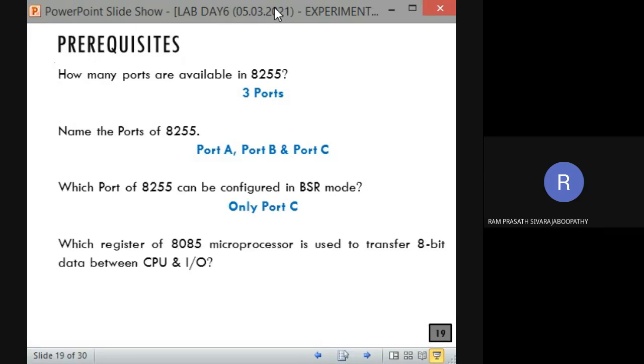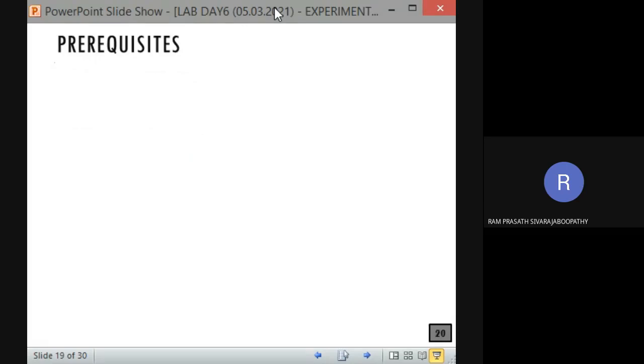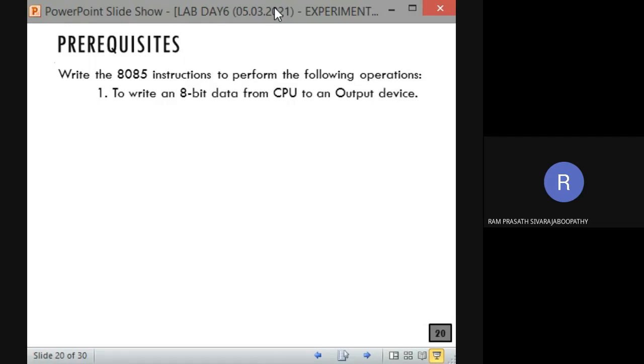Which register of 8085 microprocessor is used to transfer 8-bit data between CPU and IO? எந்த டேட்டா நீங்க 8255ல எழுதுறதா இருந்தாலோ இல்ல ரீட் பண்ணாலோ எந்த ரெஜிஸ்டர் இன்வால்வ் ஆகும்? No, I am asking about the register of 8085. Very good, accumulator. Fine, okay. Write the 8085 instruction to perform the following operation. To write an 8-bit data from CPU to output device. ஒரு IO deviceல டேட்டாவை ரைட் பண்றதுக்கு என்ன இன்ஸ்ட்ரக்ஷன் யூஸ் பண்ணணும்?